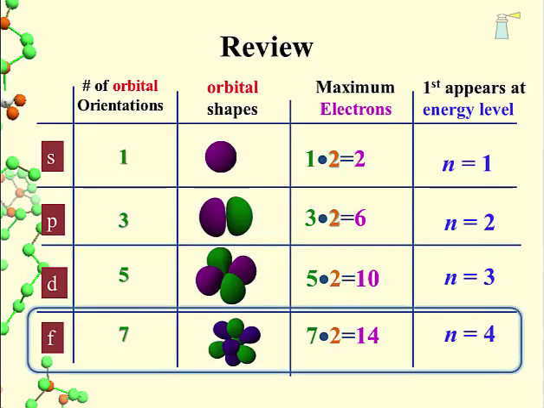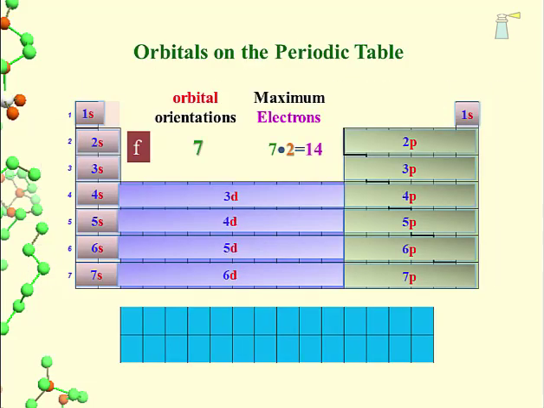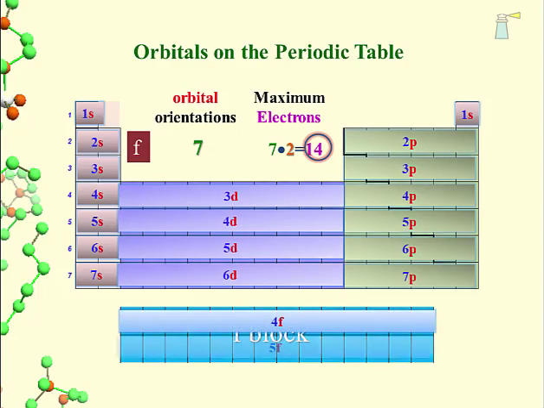Onto the f orbitals. We see that the 7 orientations of f orbitals can hold a maximum of 14 electrons, which corresponds to the 14 columns of the f block. The first row represents the 4f orbitals, and the next row the 5f. Here we come to another feature of the table that requires some explanation.